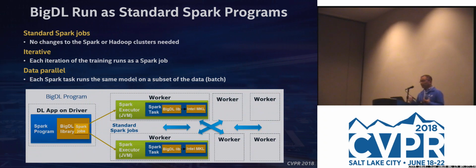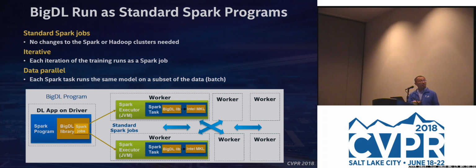I mentioned before, BigDL runs as a standard Spark program, so no changes to the Spark or Hadoop cluster are needed. It's an iterative process. Let's look at this picture first. You write a BigDL program, which is essentially a Spark program but with the BigDL library. Inside the library, we have a Spark library to launch many Spark tasks. Those Spark tasks will, again, use the BigDL library to perform the neural network computations, which under the hood use Intel MKL to do all the math computation.